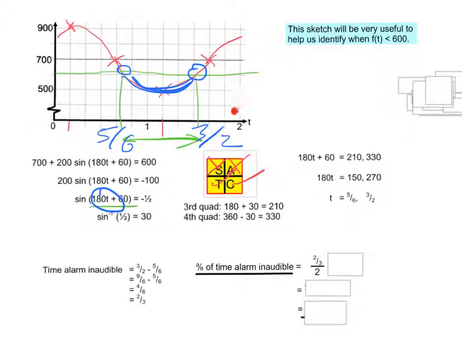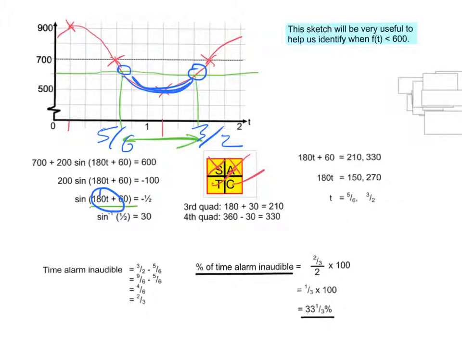Because remember, this wave takes place over 2 seconds. To convert any fraction to a percentage, you would just need to multiply by 100. 2/3 divided by 2. Well, 2/3 shared between 2 people would mean they'd get 1/3 each, times 100. Hopefully you should know that 1/3 is 33.33%. Okay, so there's a solution to page 12 in your notes.